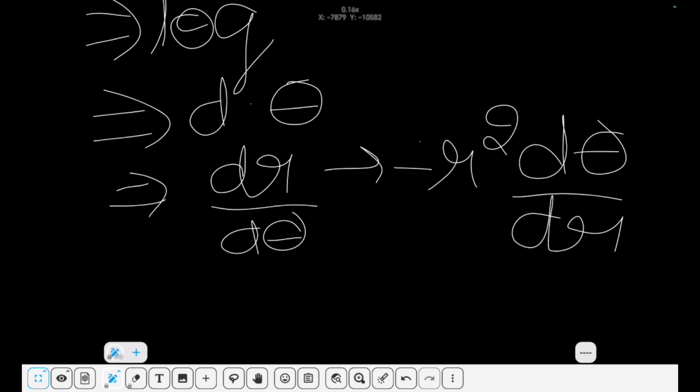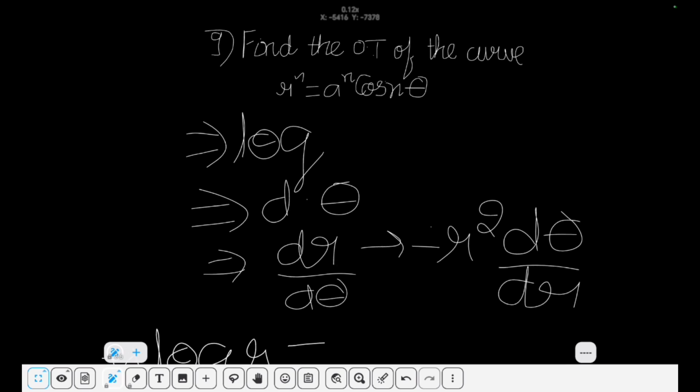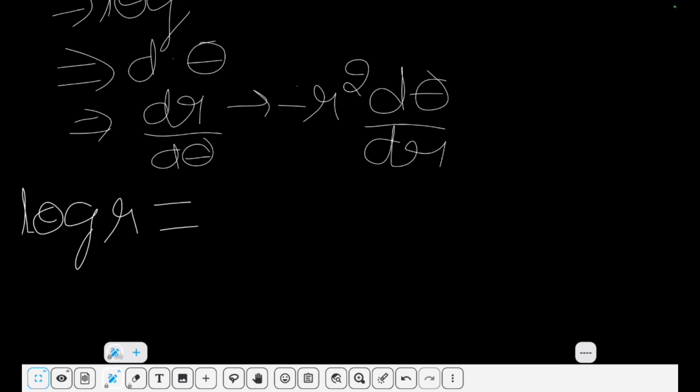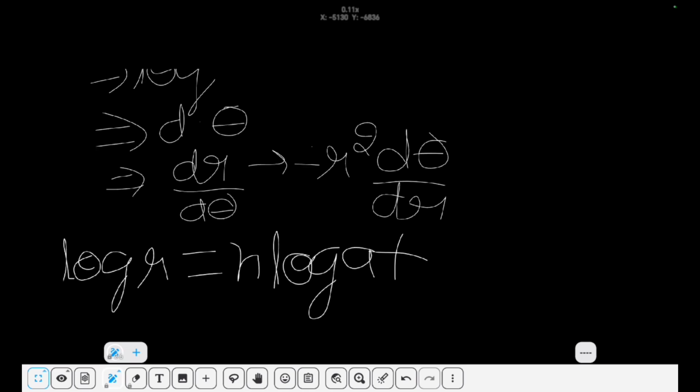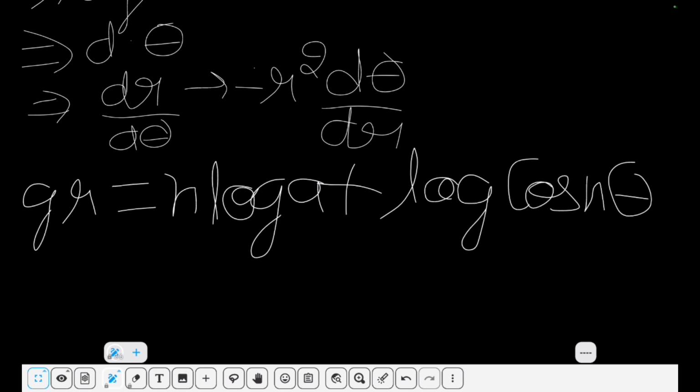First, applying log on both sides. Log of r power n becomes n log r, equals log of a into b, log a plus log b. Log of a power n we can write as n log a, plus log of cos n theta. Right? Log of cos n theta. So first step is done.